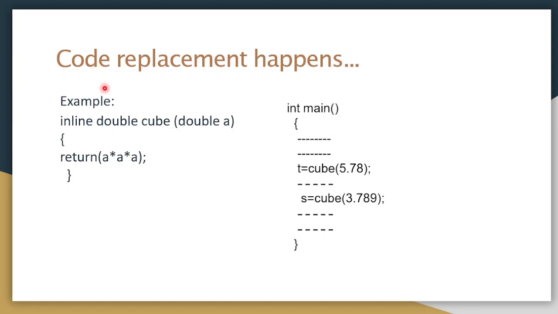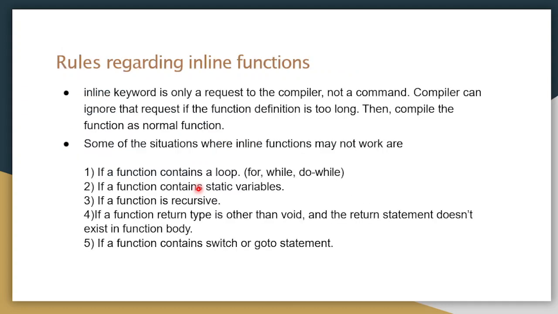So here we have an example. We have an inline double cube double a. So this is the parameter, this is the return type, and this is the function name. And here we have the inline keyword. So it returns a into a into a. Now we have t is equal to cube 5.78, and this is equal to cube 3.789. So in both the cases, we can use this inline function and the code executes efficiently.